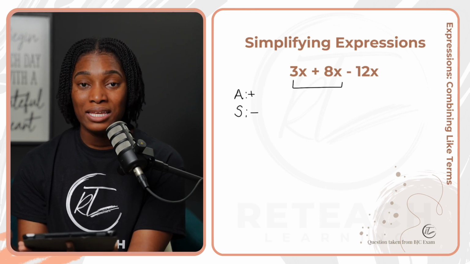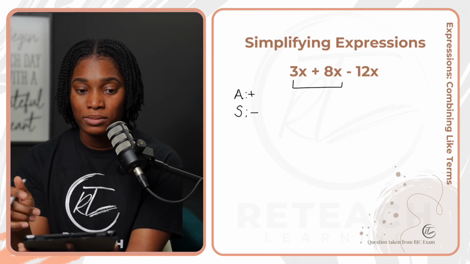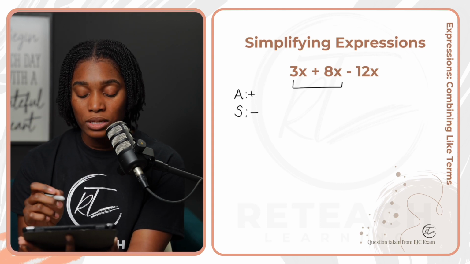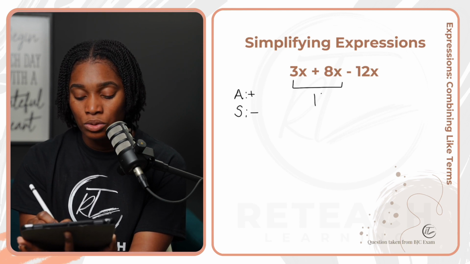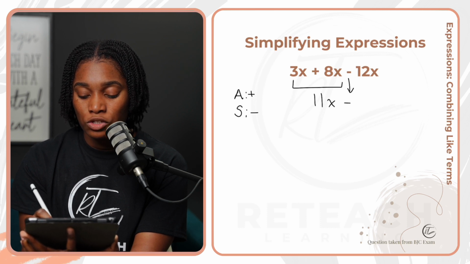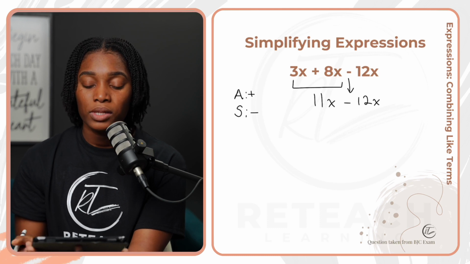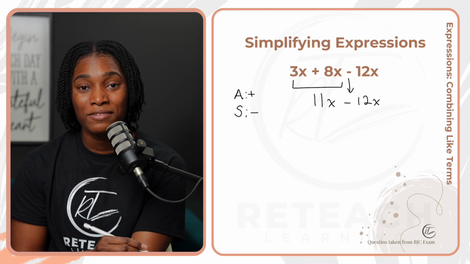The point is the X is just representing an item. So I just have 3 of those items. So 3x means I have 3 hats and I'm adding 8 hats to it. So I have 11 hats in total, so 11x. And I'm going to make sure I bring down that 12x because I didn't do anything with it as yet. And now I'm subtracting 12 hats from the 11 hats.